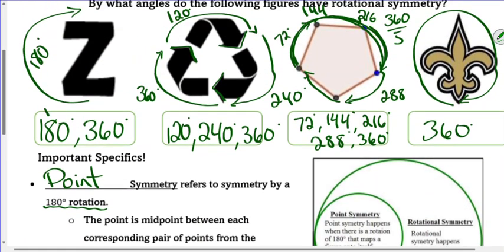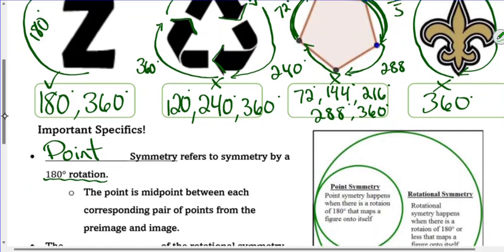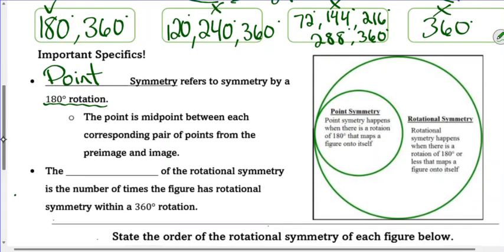So this one has point symmetry, this one does not, this one does not, this one does not. That's the only one with point symmetry because you can flip it upside down and it looks the same. I guess I shouldn't say flip. A flip is actually a reflection. You're turning it upside down.